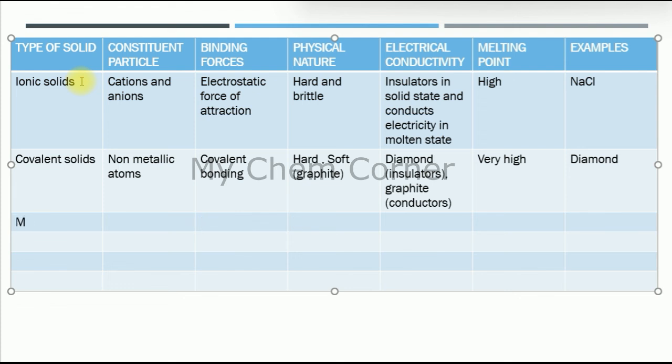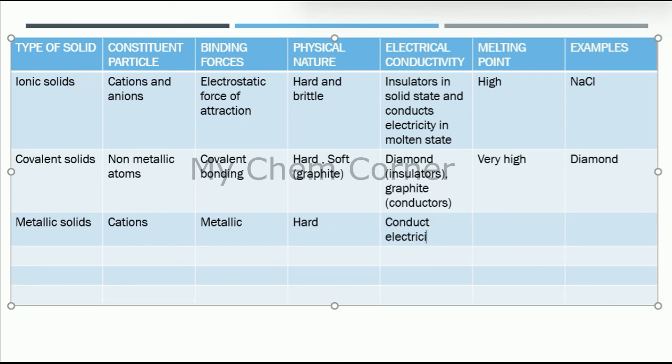Now the next one here is metallic solids. Under metallic solids, you will have only cations or positively charged ions. The type of bonding is metallic bonding. Physical nature here is that they are hard, malleable and ductile. Electrical conductivity, they will conduct electricity. Melting point here is fairly high. And an example for this, you can give any metal.